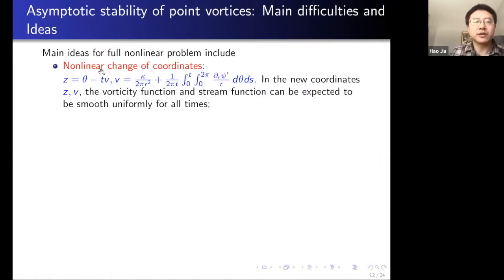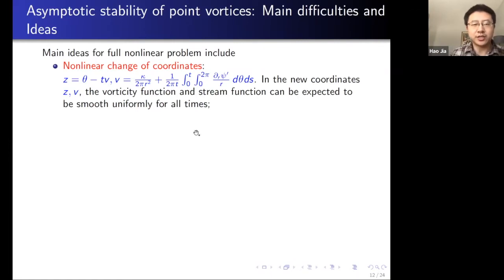The first idea in extending from the linear analysis to the nonlinear analysis is to make a change of variable, because we know that in the original variable the vorticity field is not uniformly smooth. We want to remedy that issue, so one possible way is to rename your coordinate system. The reason why you lose regularity over time for the vorticity field is this transportation effect.